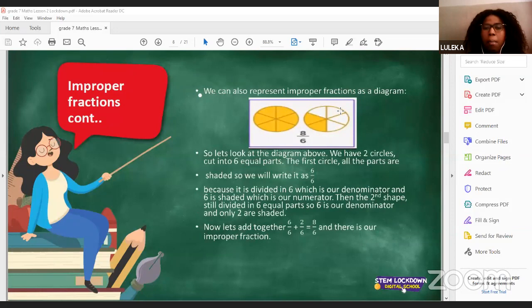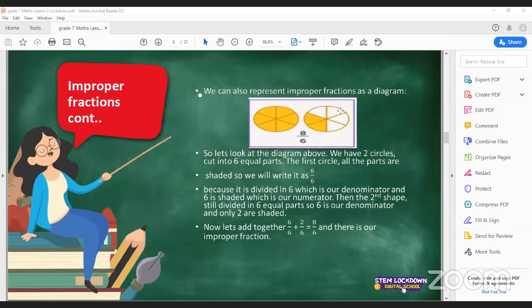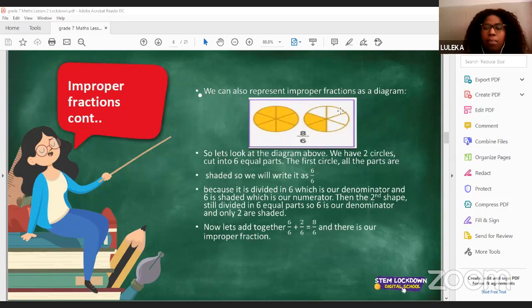Someone is laughing, but let's continue. Okay, this is how we represent a diagram. Stop laughing. That was not true. Just do it. That's not true. But let's continue because I know some others are listening.